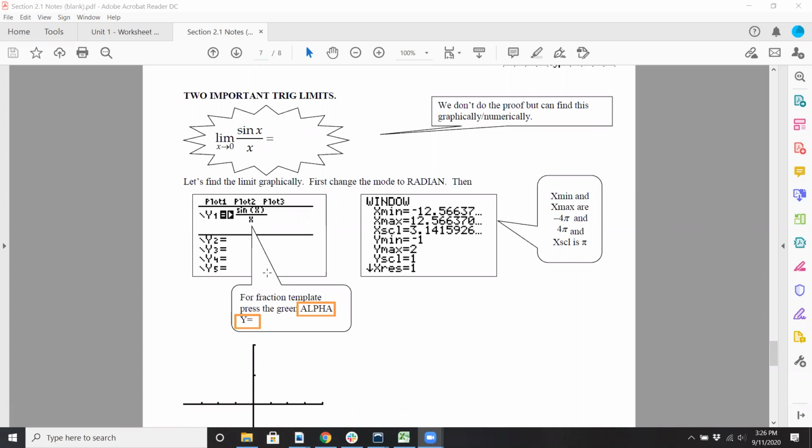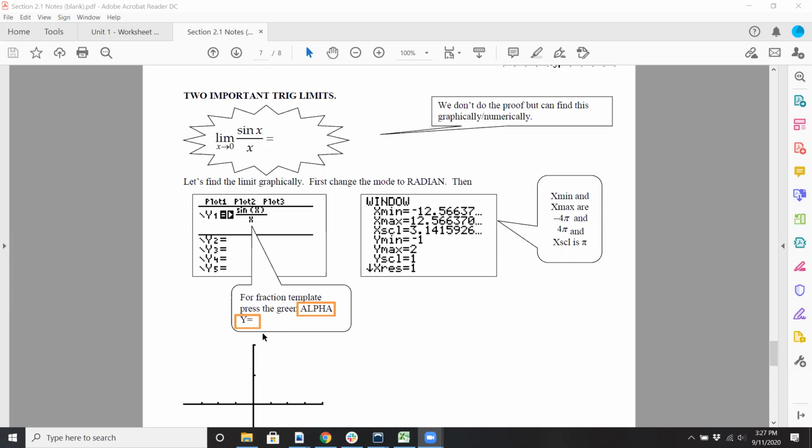So in your TI-84 calculator, you can plug in sine x over x, or you can do it in Desmos if you like. If you do the TI-84 calculator, after you punch in sine x over x, make sure you're in radian mode. So hit mode and make sure you select radian. And then in window, go and type in negative 4 pi and 4 pi for x min, x max respectively, and make the scale pi. That's going to make the graph kind of reasonable to investigate. And the y min and y max, negative 1 and 2, y scale 1, x res, don't worry about that so much.